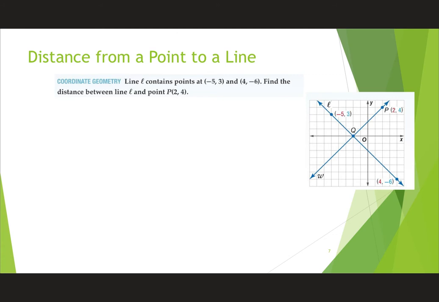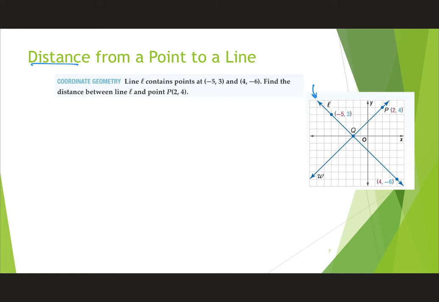Now, it's not just enough to know that there exists a perpendicular line between a point and another line. Sometimes we are looking for the distance between the point and the line. And as we mentioned earlier, the perpendicular line is the shortest distance. So this is actually a two-step problem. First, you're going to find the perpendicular line from the point to the line. And then your second step is going to be to measure that distance using the distance formula. Let's go ahead and get started. Now, in this picture, we have line L, which is right here, that contains the points (-5, 3) and (4, -6).